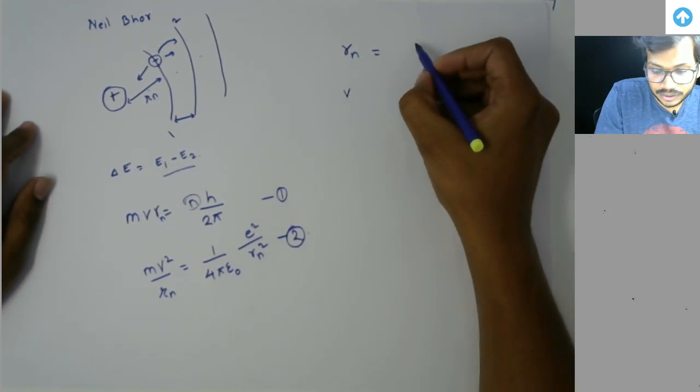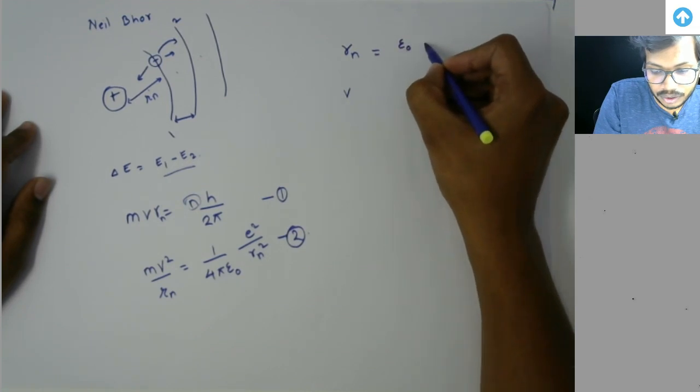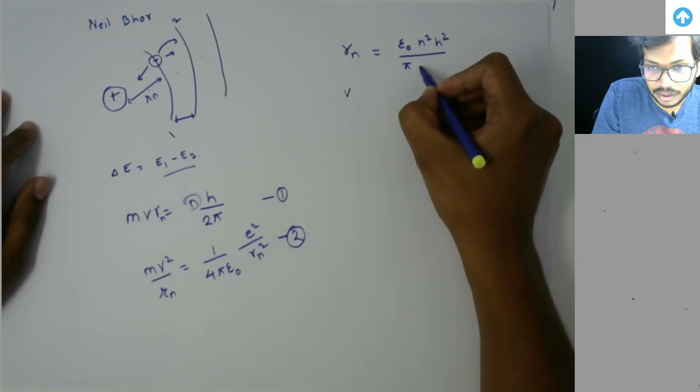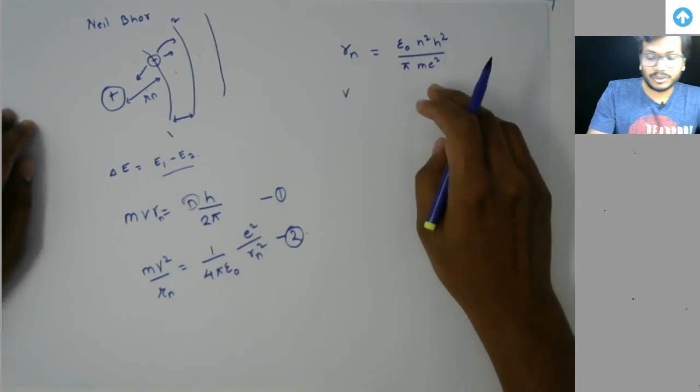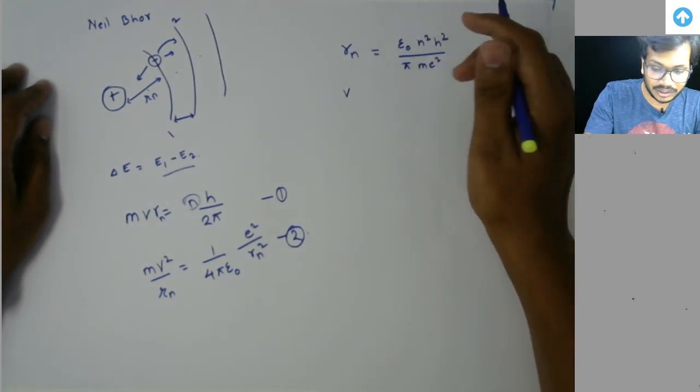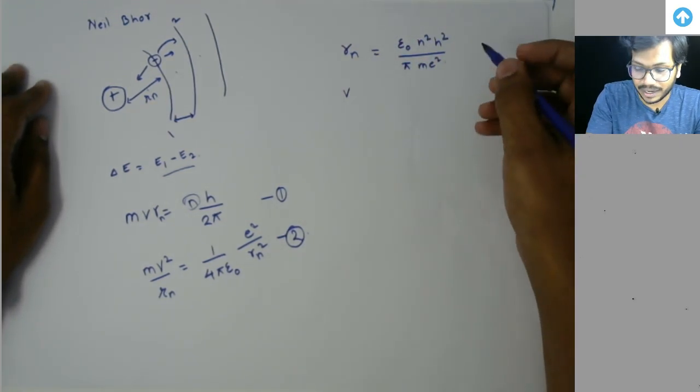The relation for Rn is given by epsilon naught n square h square divided by pi m e square. Don't worry, you don't have to derive these relations. You don't even have to remember the whole relation. We'll get to a simpler form. You can keep that in mind.